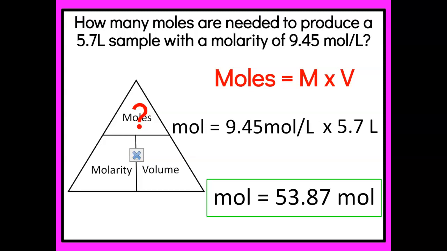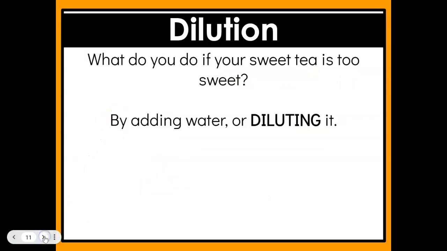So those are 3 examples of the different ways that you could solve for molarity. You could be asked to solve for the molarity itself, which is the concentration. You could be asked to solve for the moles or the volume. So now you have 3 examples of how to do each of those, and you can always use your triangle, or you could just use that standard equation, which is molarity is equal to moles over volume. Okay. So now let's talk about dilutions, and we're going to do this quickly. What do you do if your sweet tea is too sweet?